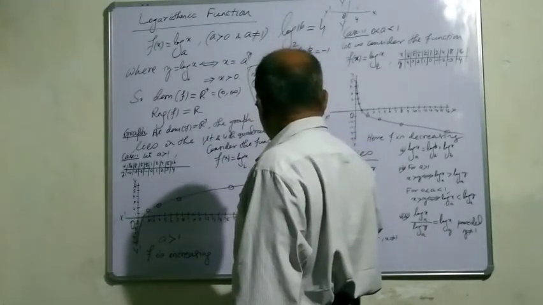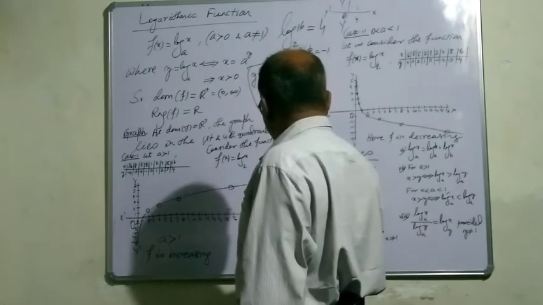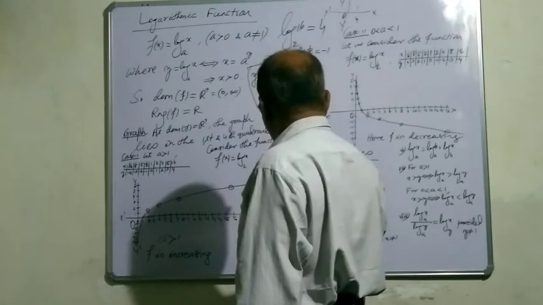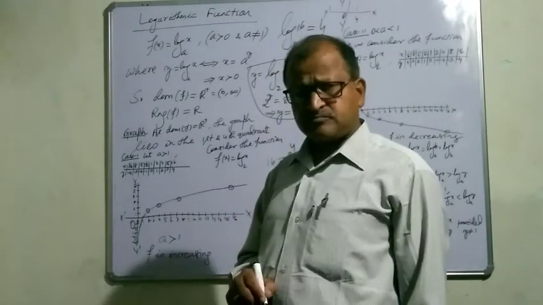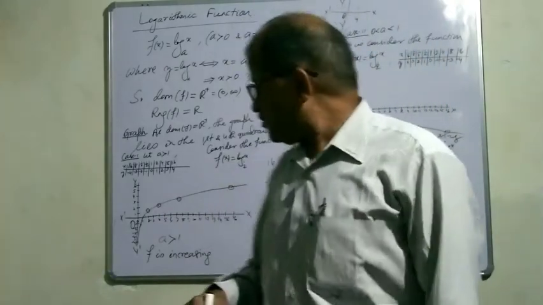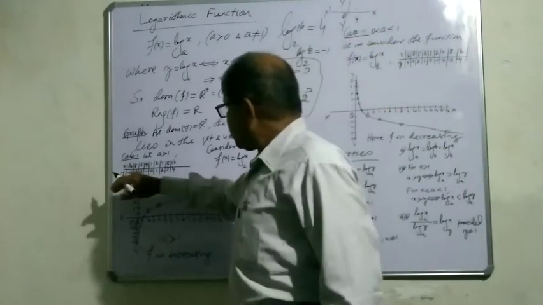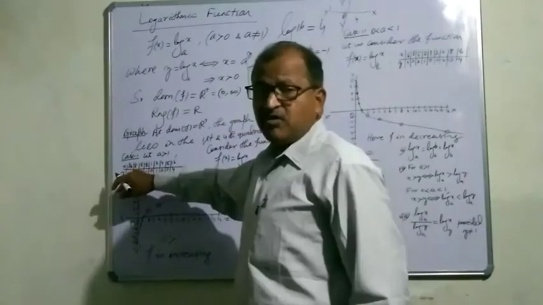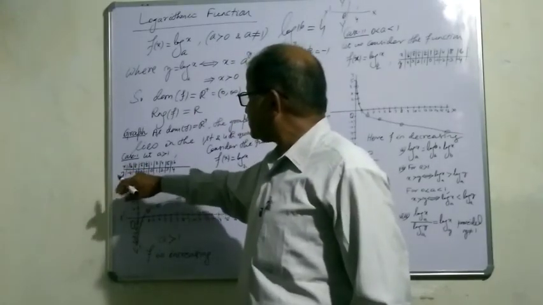16 is 2 to the power 4. 1 by 16 is 2 to the power minus 4. So 2 to the power minus 4 is 1 by 16. So if x is equal to 16, what is the logarithm of 1 by 16? It is minus 4. Similarly, for 1 by 8, y will be minus 3.